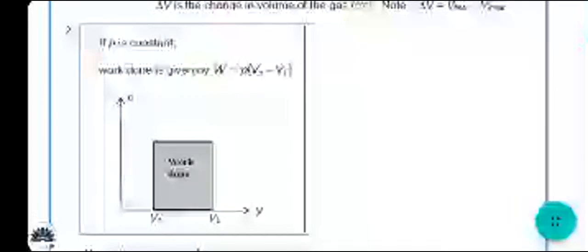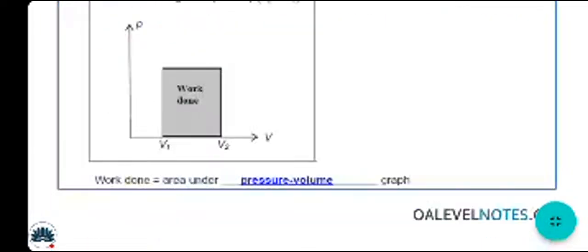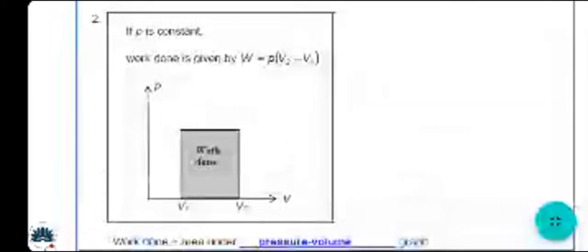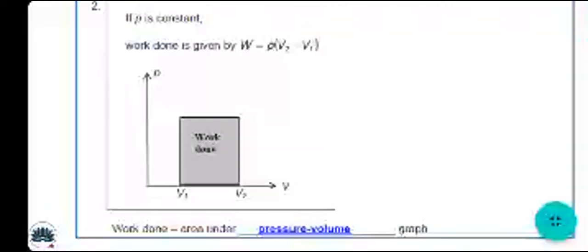If pressure is constant, work done is given by W is equal to P (V2 minus V1). I mean the change in volume. That's nothing new. Okay, and this is the graph. So this graph shows the work done.